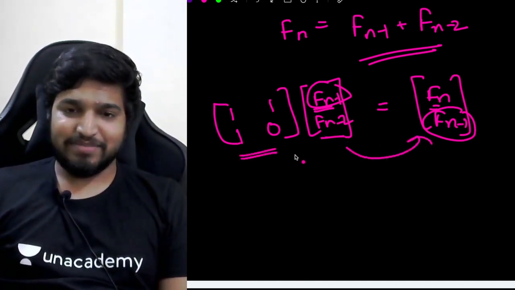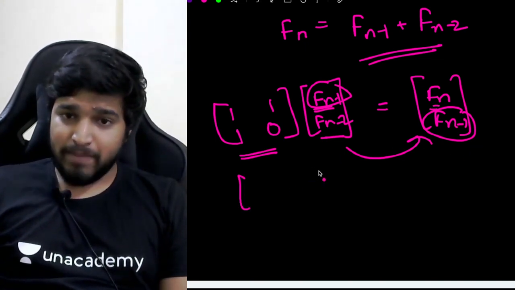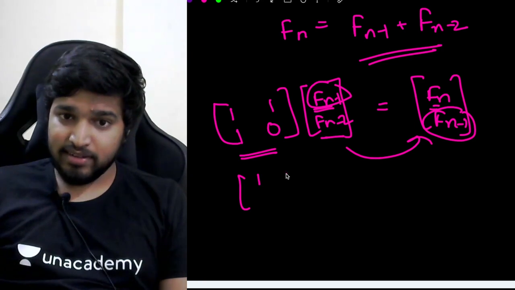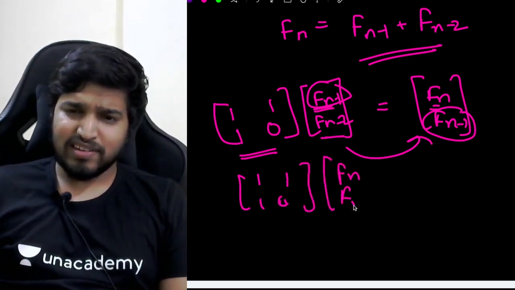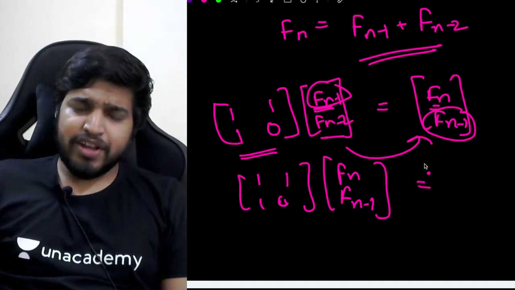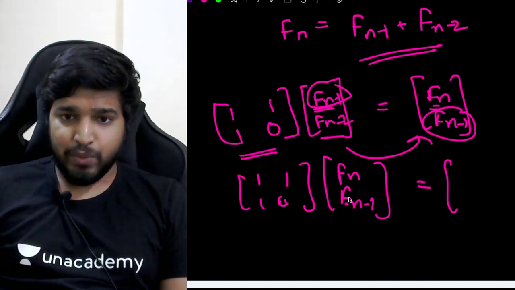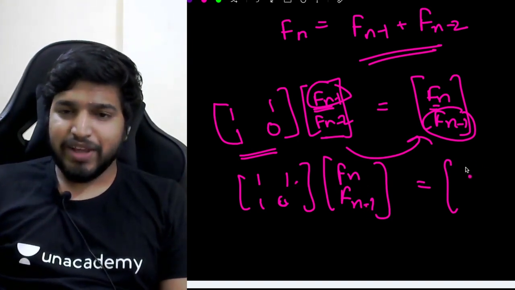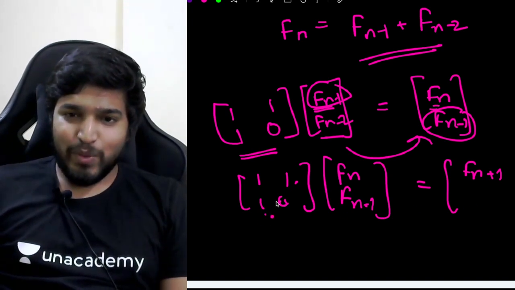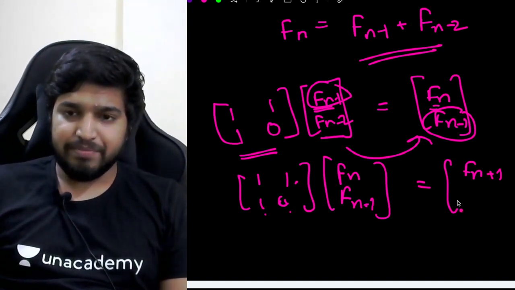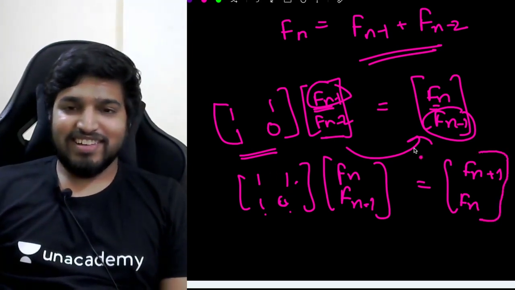Now, on top of this, if you apply the same matrix again, you're going to get Fn plus Fn minus 1, Fn into 1 plus Fn minus 1 into 1. You get Fn plus 1. And here, 1 into Fn plus 0 into Fn minus 1, Fn again. That's so cool.